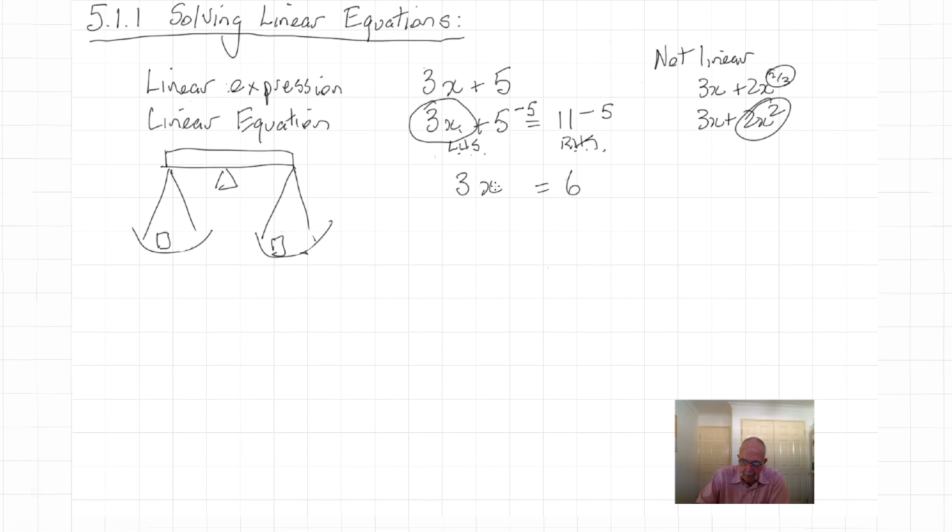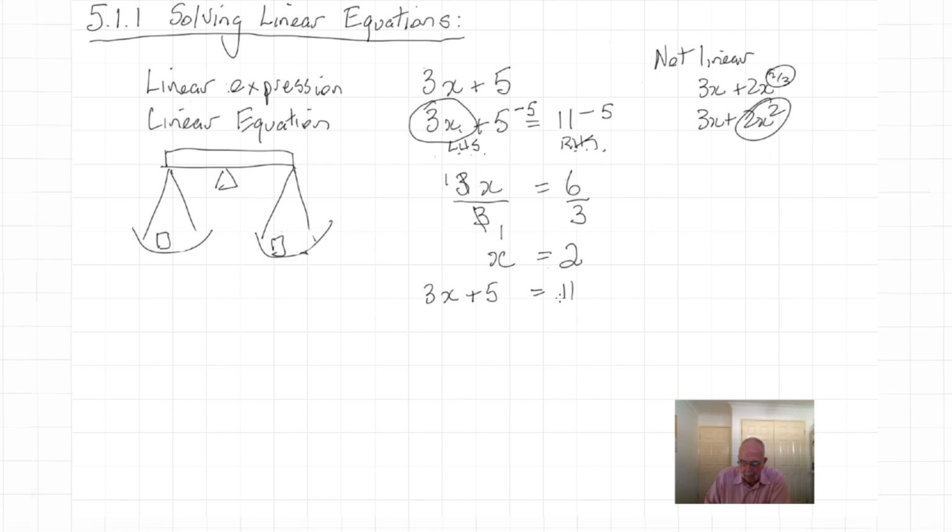We know that 3 is connected to the x by a multiply. So the opposite of multiplying by 3 is to divide by 3. So if we divide this side by 3, we've got to divide the other side by 3. Why did we divide by 3? Because 3 into 3 goes once, 3 into 3 goes once. Once x is x over 1, which is just x, equals 6 over 3, which is 2. And there's our answer. So our original equation was 3x plus 5 equals 11.